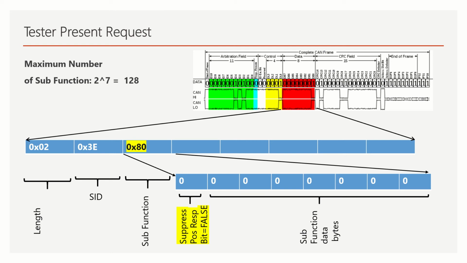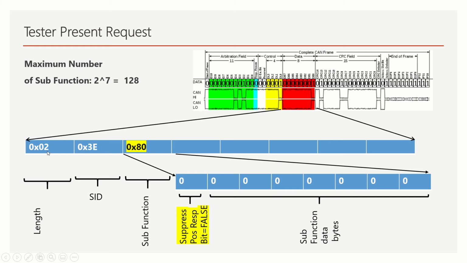This is very much required when we have multiple requests at a very high frequency. So out of the 8 bits, the first bit is reserved for the suppress positive response, and the other 7 bits are used for the sub function.